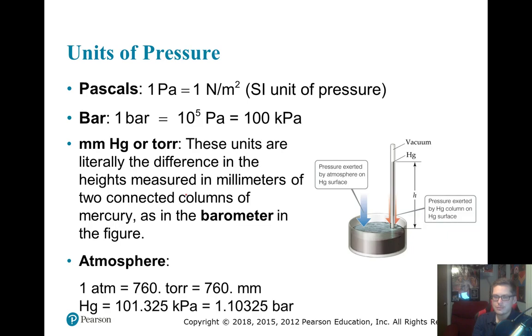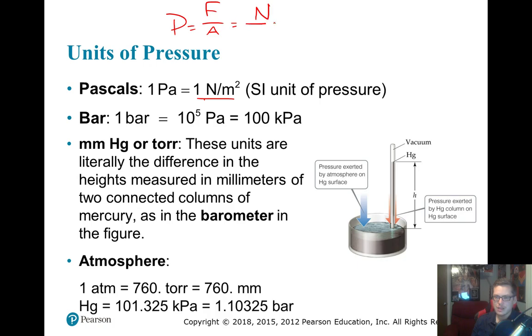All right, so, a bunch of units of pressure. Pressure has been known about for a long, long time, so there have been lots of different units of pressure. The SI unit for pressure is the pascal. It's defined as the newton per meter squared, which makes sense because pressure is equal to force over area. Force is defined in newtons.